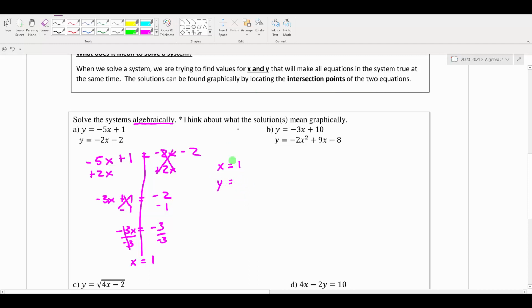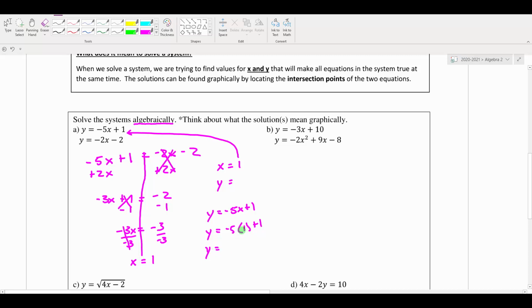So we have to find x and y, and to find y, I can take this value of x that I found, and I can plug it into either one of these equations. Okay, so I'm going to work with the first equation. Remember, according to the first equation, y equals negative 5x plus 1. Well, now we know what x is. X is 1. So I'm going to say y equals negative 5 times 1 plus 1.